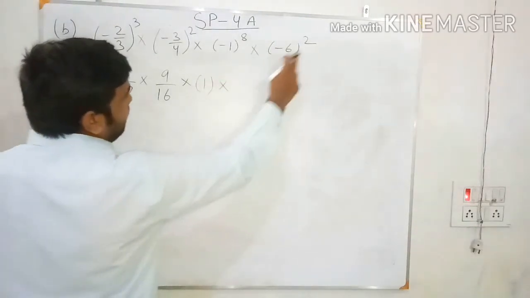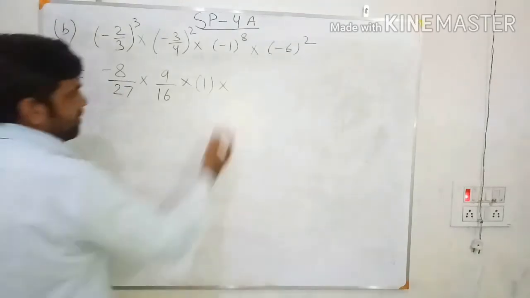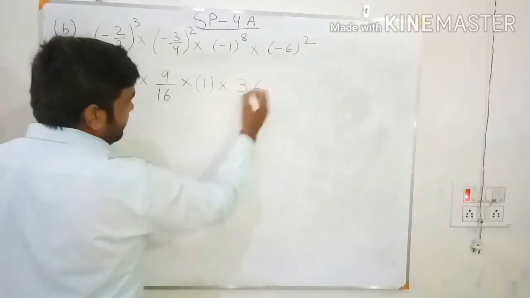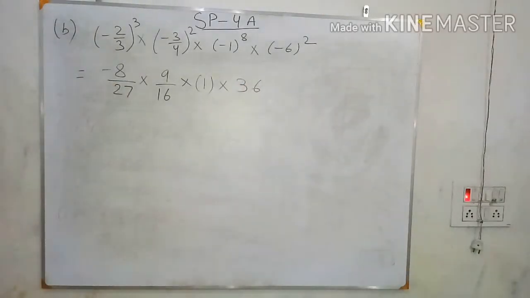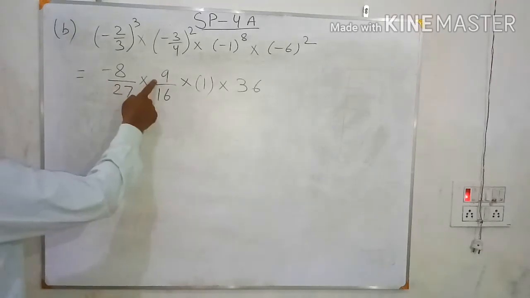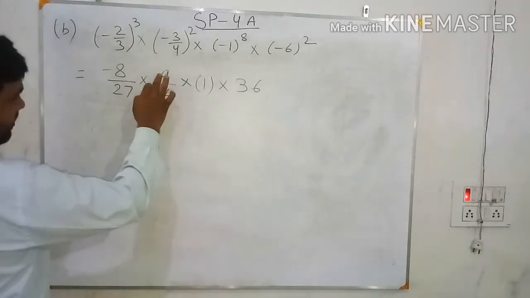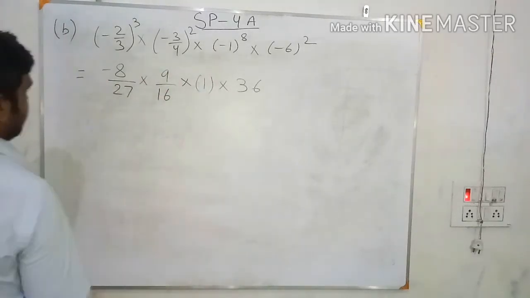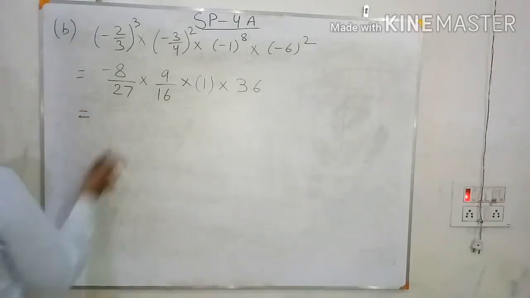Here the base is negative and the power is even, so you will get the positive value. 6 square is 36. Now here all are positive only, this one is negative. So minus plus minus, and again minus plus minus, minus plus minus. So here you will get the product negative only.